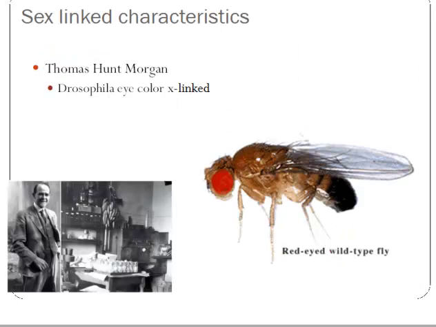Sex-linked characteristics were first discovered by a guy named Thomas Hunt Morgan, and he was looking at fruit flies. He wasn't looking specifically for sex-linked characteristics. He was just looking for a natural mutant fly. This was back in the day before we knew how to artificially cause mutations in fruit flies, so he was looking for a natural mutation that he could use to study in his lab.